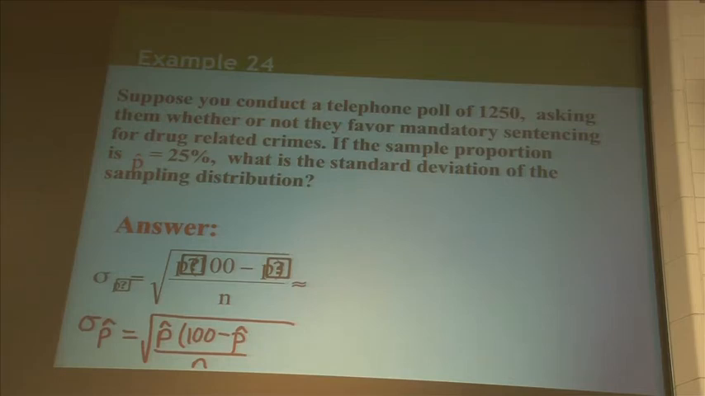And let's see, so sigma p hat is equal to giant square root of, okay, 25%, so we do 25 times 100 minus 25, all divided by, how many people do we have? 1,250. Okay? So you figure out the stuff on the inside of the radical first, 25 times 100 minus 25, divide that by 1,250. Take the square root of all of that. I got 1.22%.